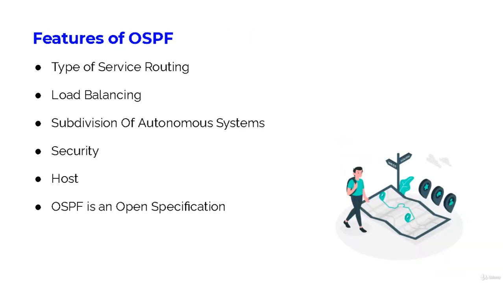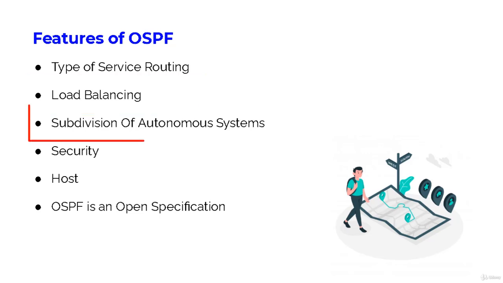What are the features of OSPF? Type of service routing, which means it is possible to configure different routers to support different type of service requirements. The next is load balancing. When multiple routes are available, traffic can be evenly distributed over the routes. This would obviously result in a higher network efficiency.